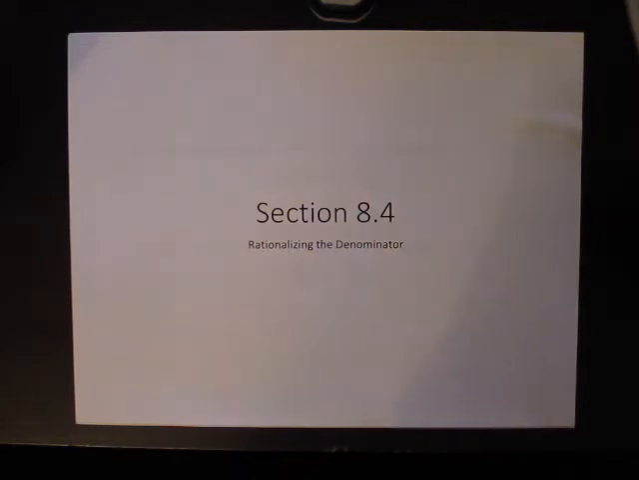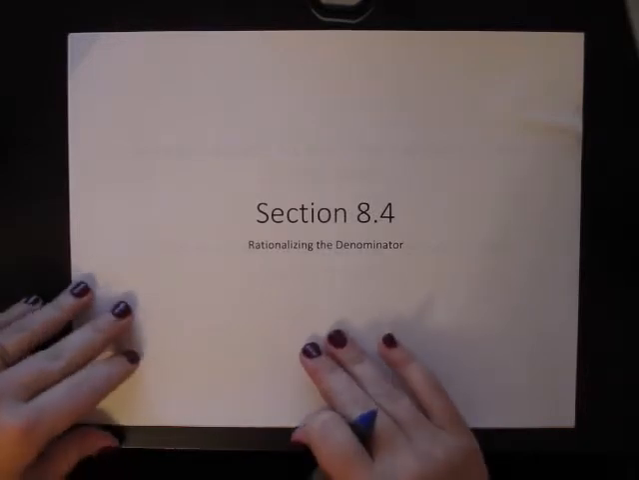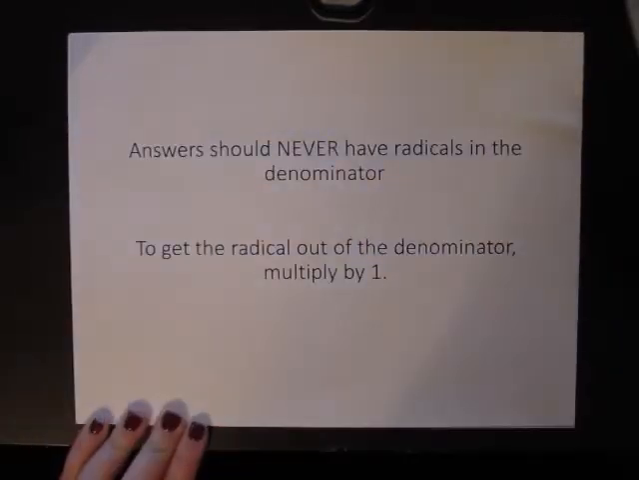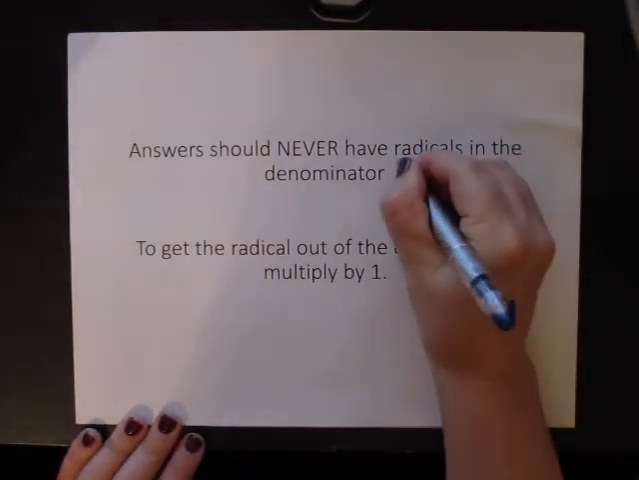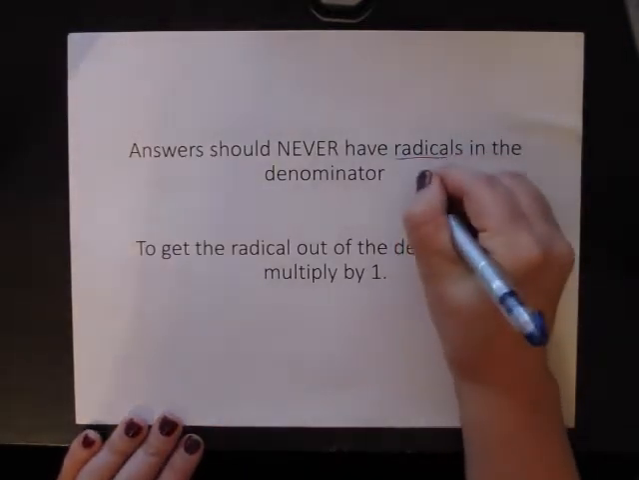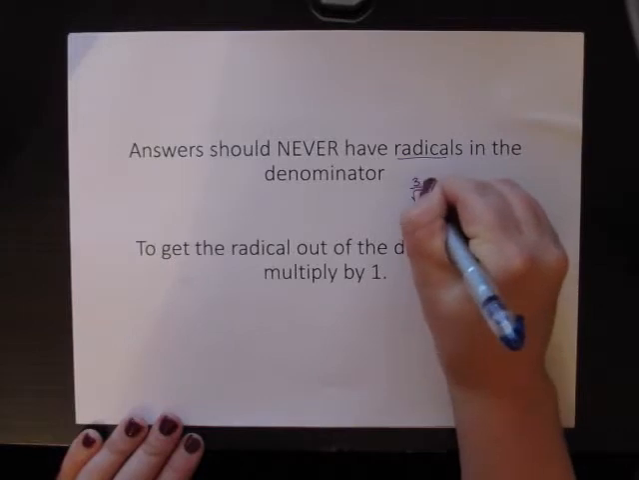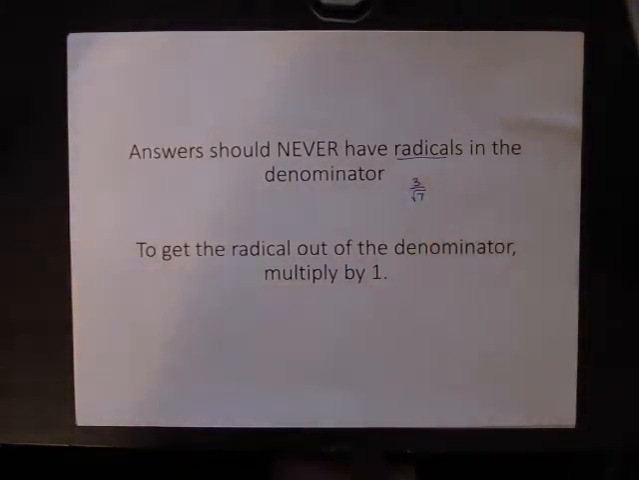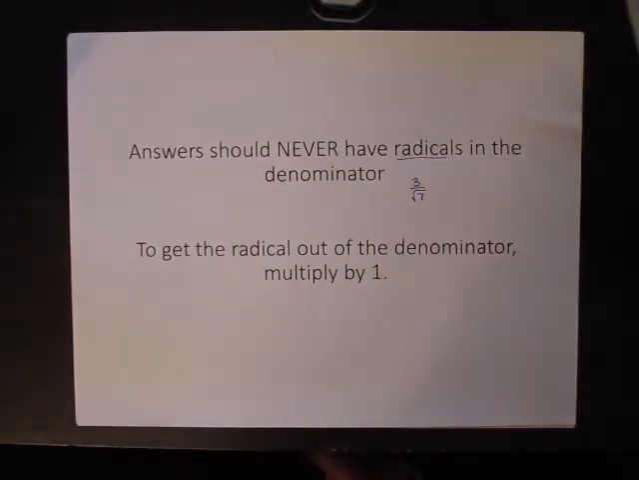Alright guys, so what we're going to do today is section 8.4, rationalizing the denominator. Answers should never have radicals in the denominator. So if you have something like 3 over the square root of 7, you can't leave an answer like this because you can't have a radical in the denominator.